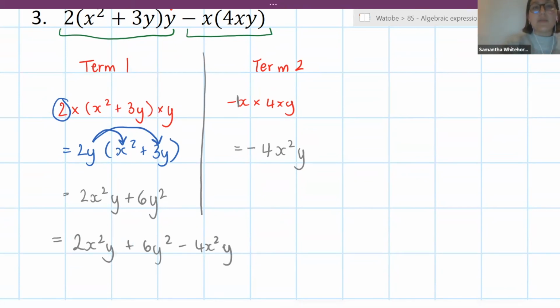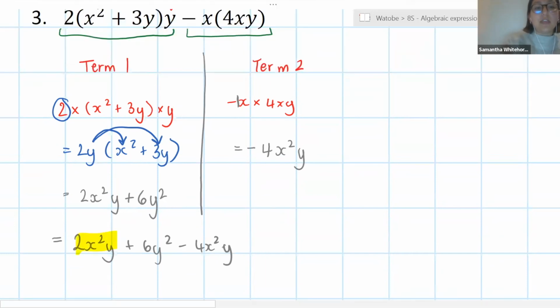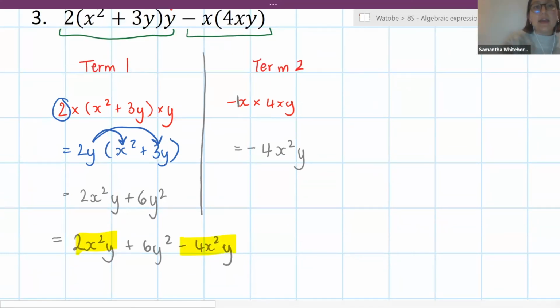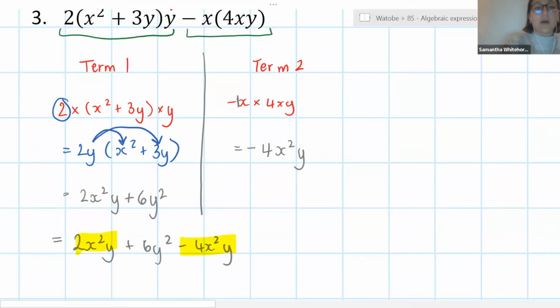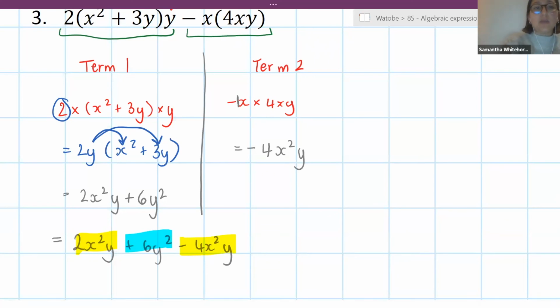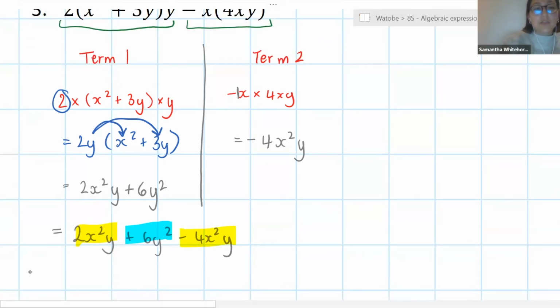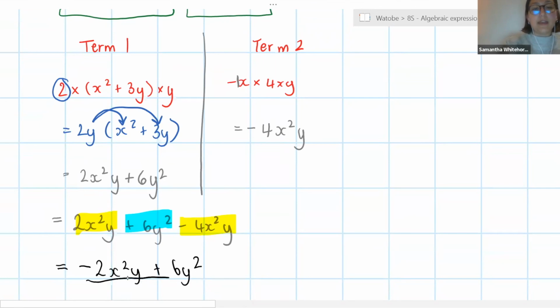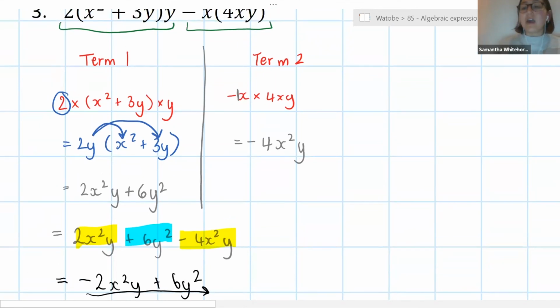Now I can gather my like terms. So I've got the x squared y terms, and then I've got the y squared term. So when I add these together, 2x squared y minus 4x squared y is minus 2x squared y plus 6y squared. And that is my simplified answer. I can't do anything more than that because they're not like terms, so I can't add or subtract them. So that is what it is.